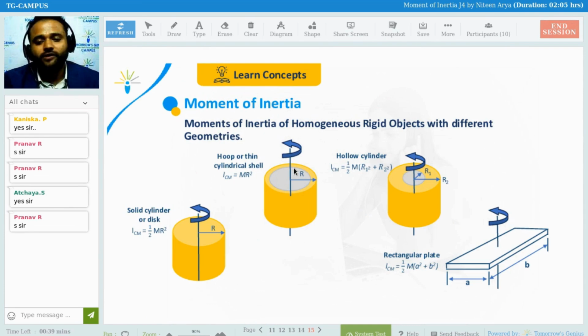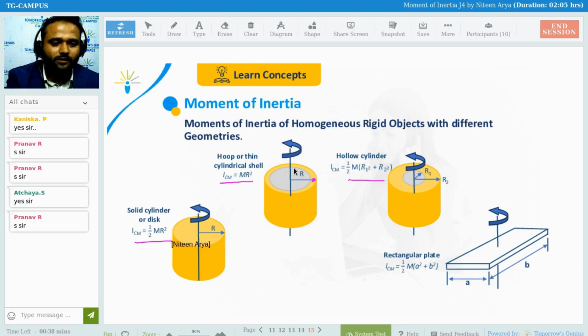I'm not going to derive it, don't worry about it. Moment of inertia for homogeneous rigid objects with different geometries: for a hoop or thin cylindrical shell, a particle is going to rotate on a circle of radius r, so I center of mass is mr square, if the axis is passing through the center. For a hollow cylinder or cylindrical shell, it is going to be 1 by 2 m (r1 square plus r2 square), an easy one. And a solid cylinder or disk is going to be 1 by 2 mr square. You can check it out.